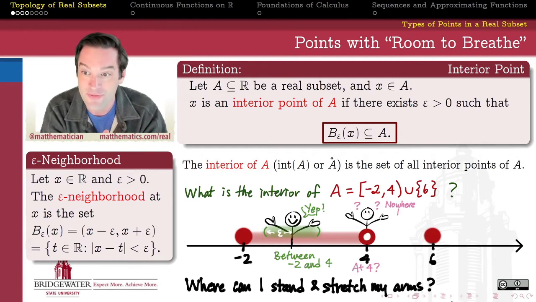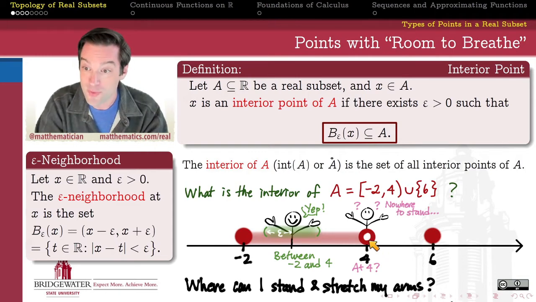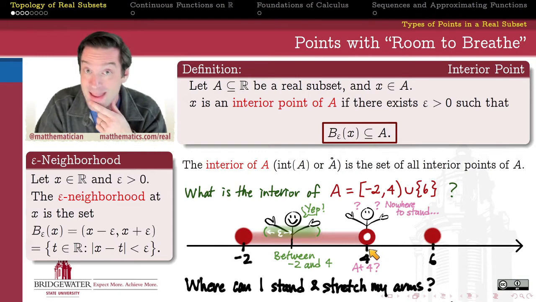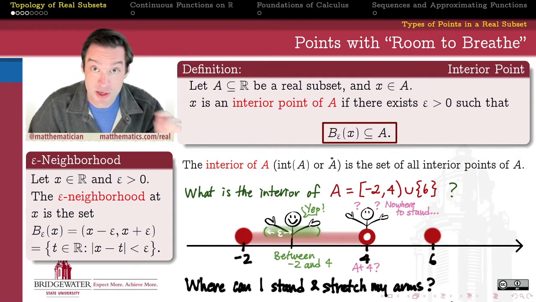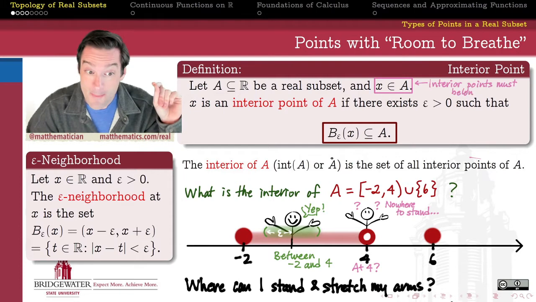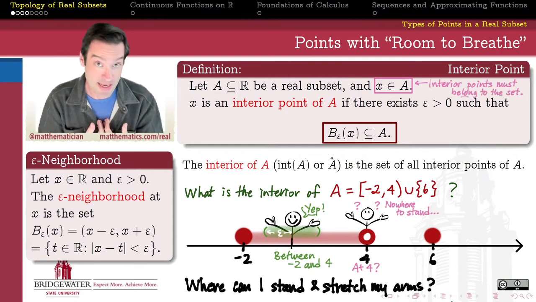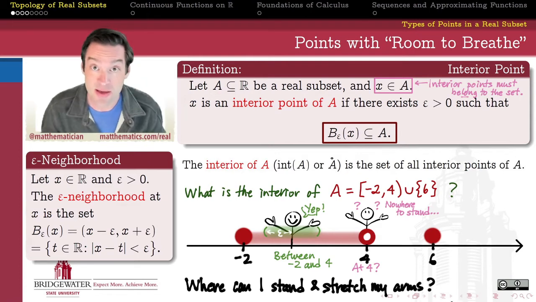Can I stand at 4 and stretch out my arms? Well, the problem is, at 4, there's nowhere for me to stand in the set A. And this is a really crucial point about interior points. Interior points of a set have to, a priori, be elements of that set to begin with. So if I'm not already in A, I don't get to be an interior point of A. That's the definition of what interior means.